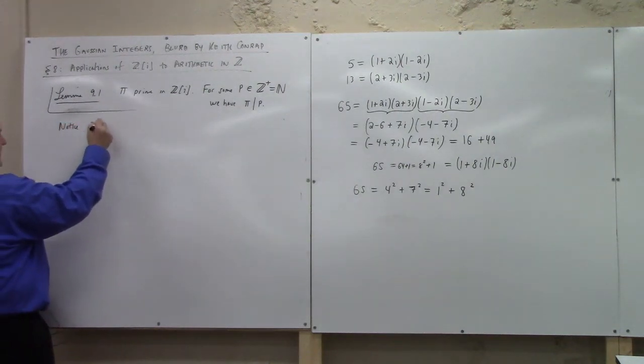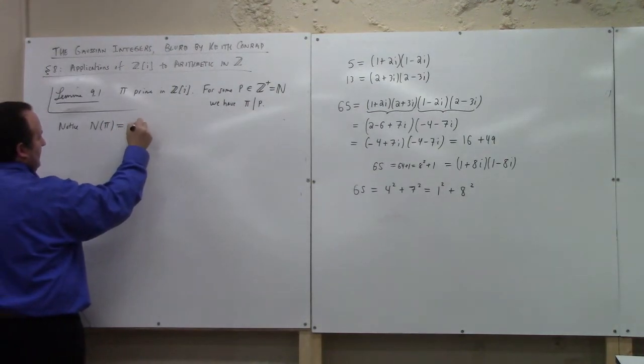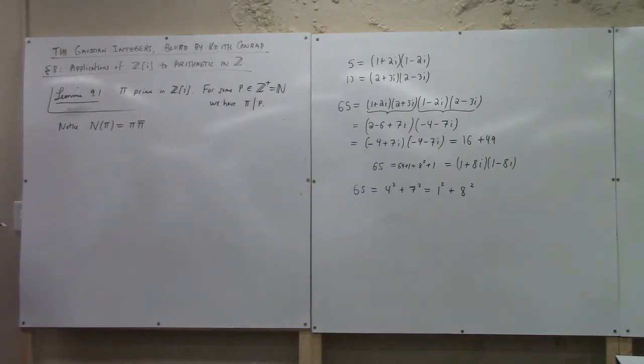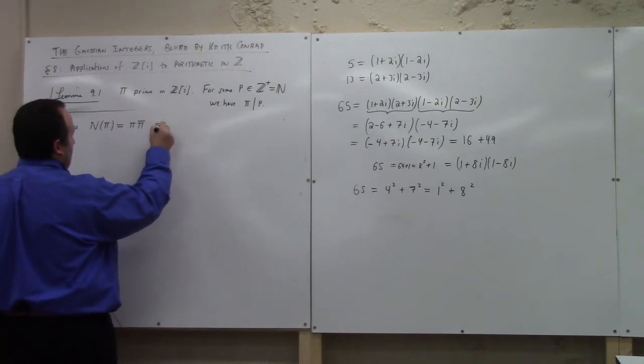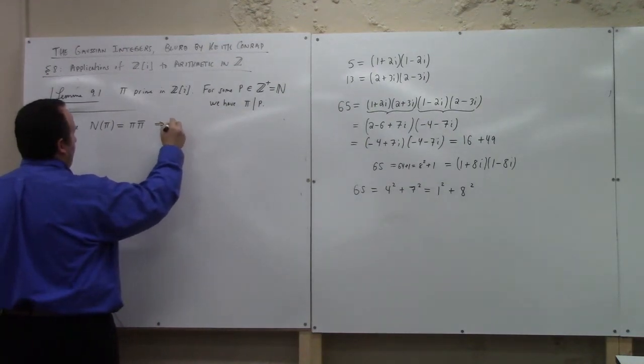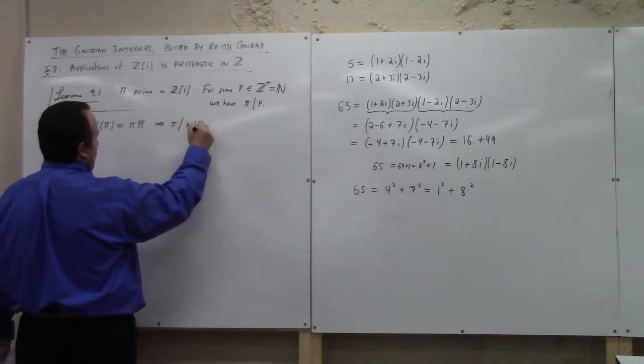That the norm of pi is what? It's pi times pi bar, right? It's the product of the complex number pi and its conjugate pi bar. So that says that pi divides the norm of pi, right?